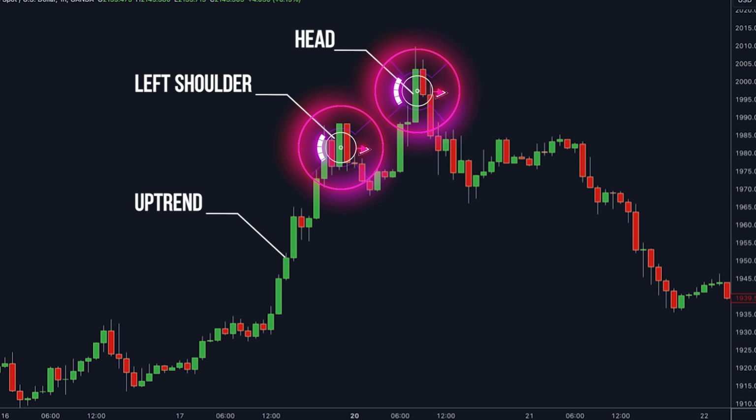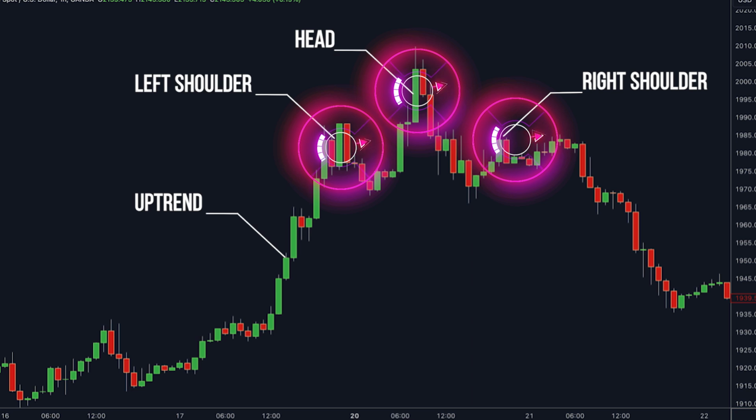The head. Now that the left shoulder has formed, the market makes a higher high, which forms the head. But despite the bullish rally, buyers are unable to make a substantially higher low. At this point, we have the left shoulder and the head of the structure. The neckline is also beginning to take shape, but we need the right shoulder before we can draw the neckline on our chart.